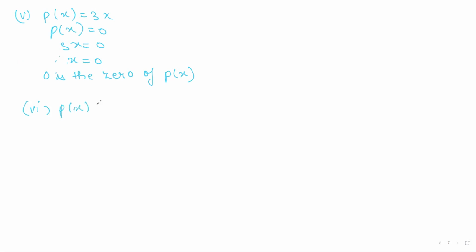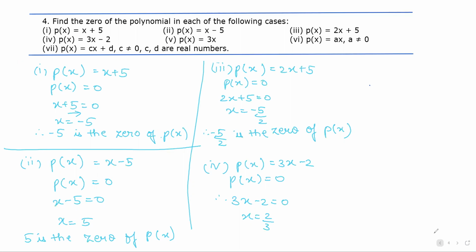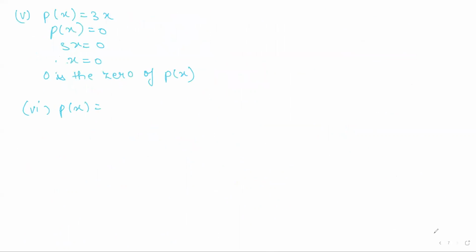Next, P of x is equals to ax, where x is not equals to 0. Therefore, equating P of x with 0, you have x is equals to 0. Therefore, 0 is the 0 of P of x.